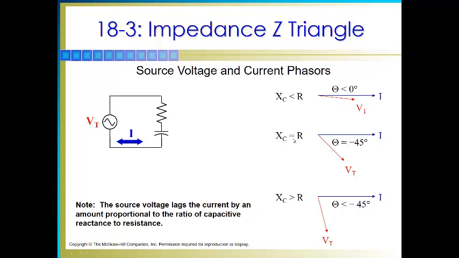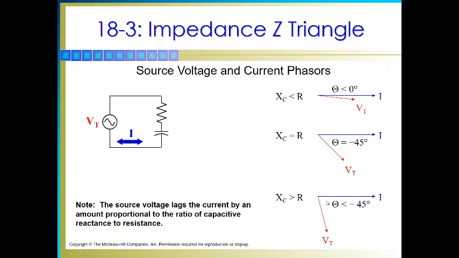If the reactance and the resistance are the same, then the phase angle between the current and the total voltage will be a negative 45 degrees. And in the event when the reactance of the capacitor is greater than the resistance of the resistor, then the phase angle between the current and the total voltage is going to be, they're all negative angles. They're always out of phase by these negative angles.